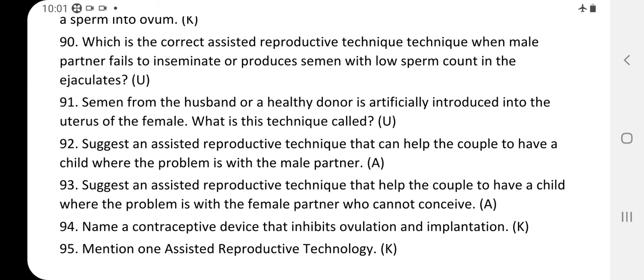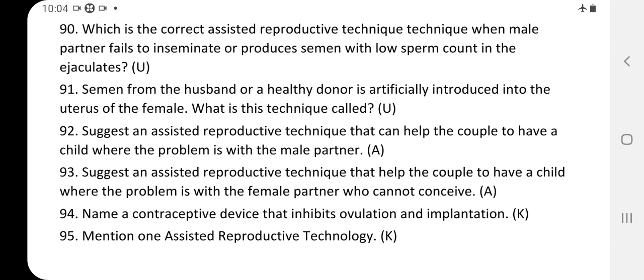93rd, suggest an assisted reproductive technique that helps the couple to have a child where the problem is with the female partner who cannot conceive. In such cases, they will go for gamete intrafallopian transfer, or even they can go for in vitro fertilization.